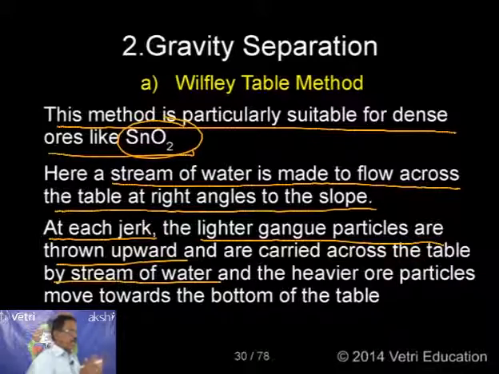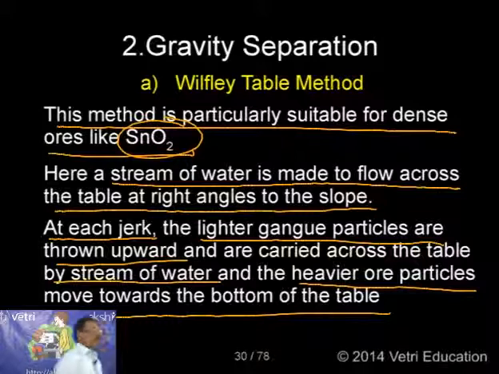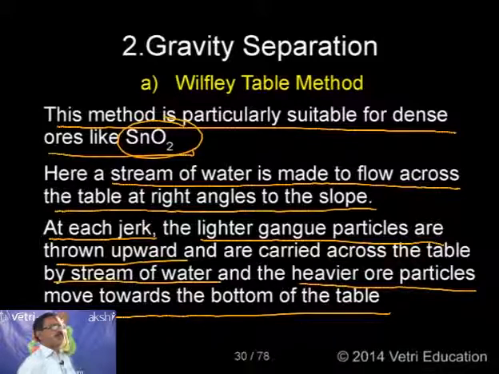Whereas the heavier ore, which cannot be washed away by water, is moved slowly towards the bottom of the table, and we can collect it separately. This is the basic principle involved in the Wilfley table method. This is the most important information.